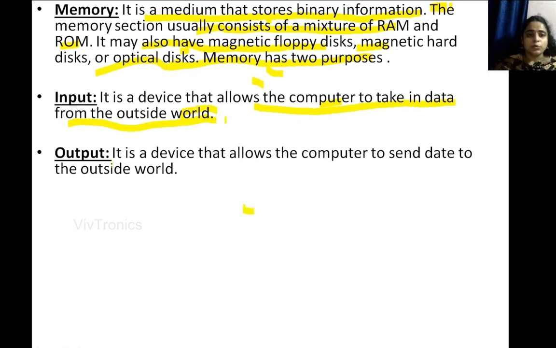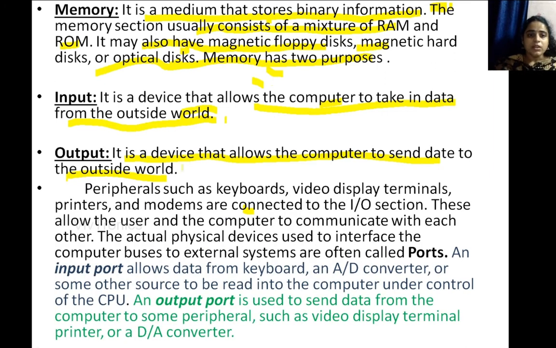Like that, output is a device that allows the computer to send data to the outside world. Output is also a sort of result. You can see here peripherals such as keyboard, video display, terminals, printers, and modems are connected to the IO section. Generally, we won't treat input and output as different; we treat them as an input or output port, or input or output section. These allow the user and the computer to communicate with each other.